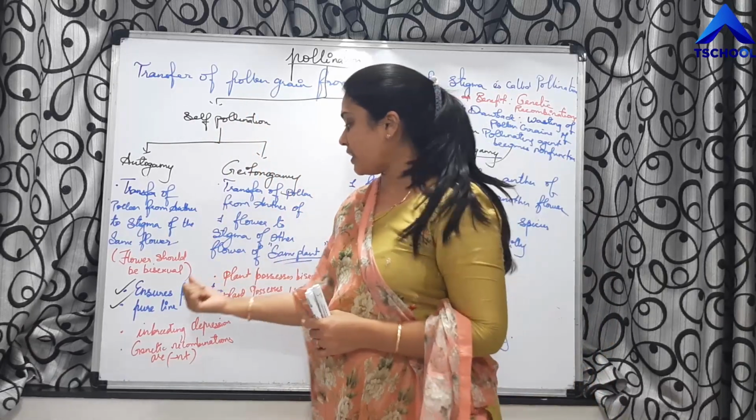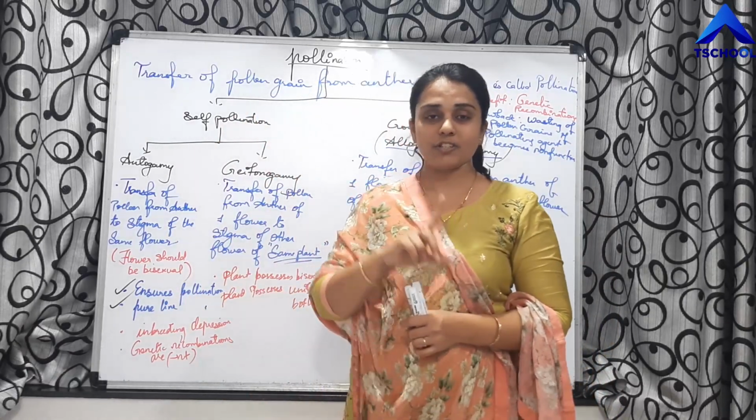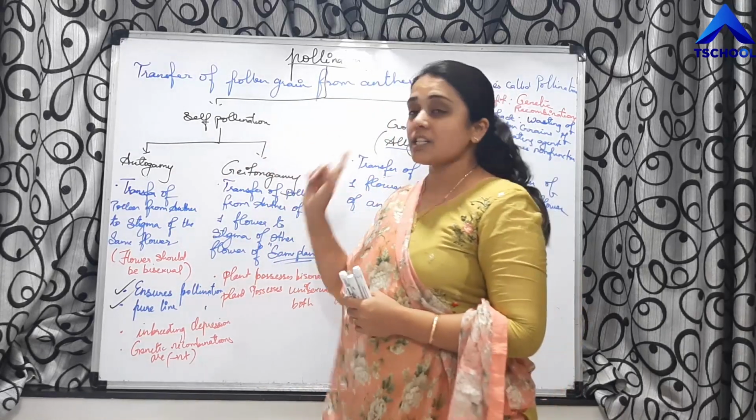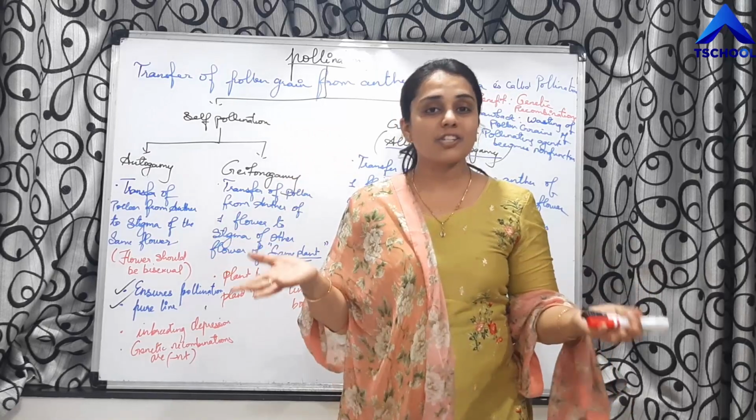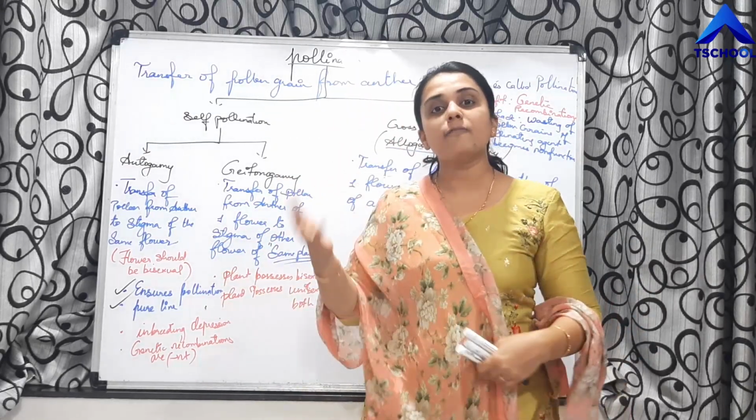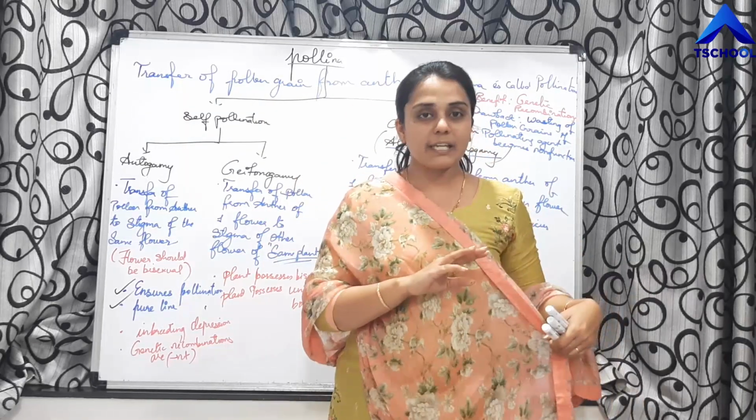Benefits of self-pollination: it ensures pollination, that is guaranteed pollination, and pure lines will be obtained. But what is the drawback of it? There will not be any genetic recombinations, there will be inbreeding depression, because there is self-pollination, the genes are going to remain the same, right?